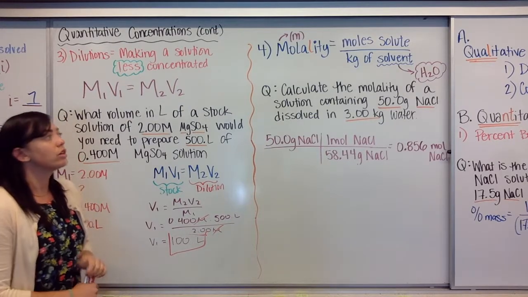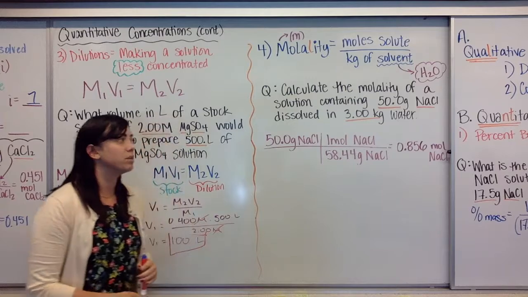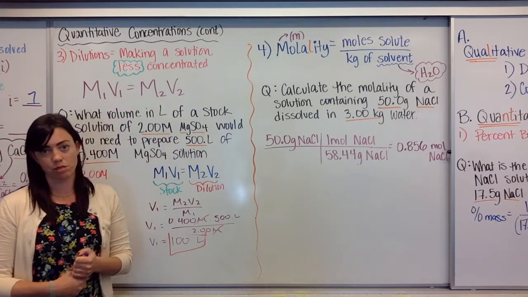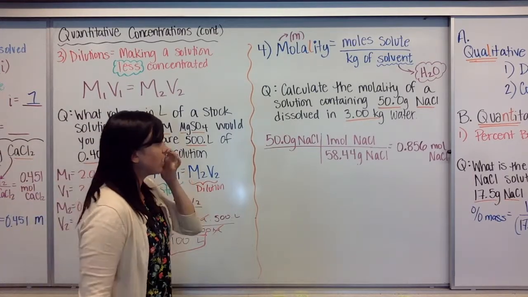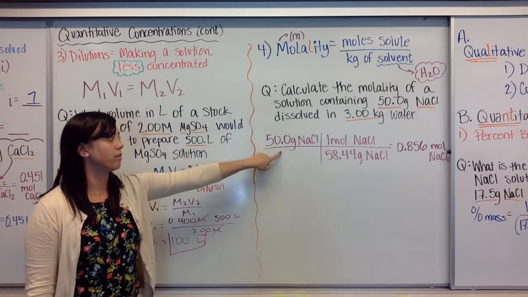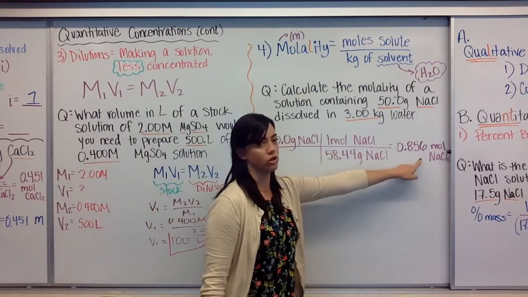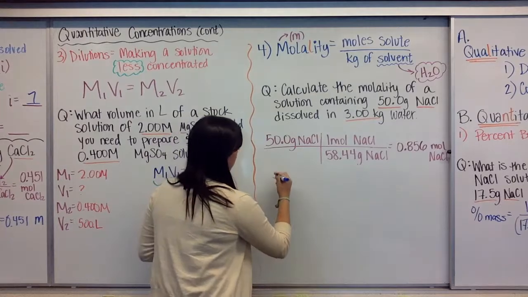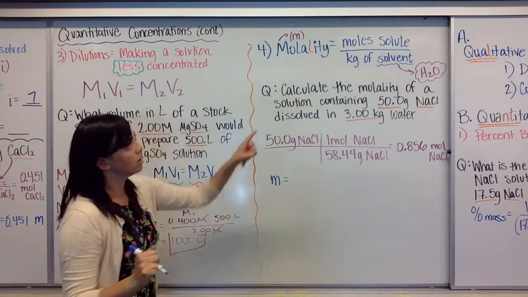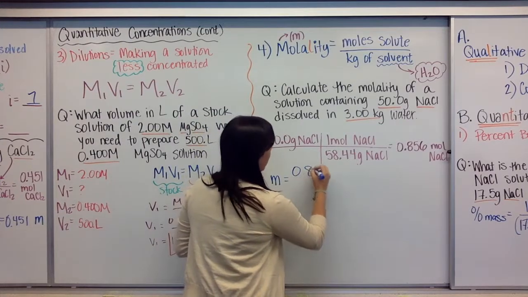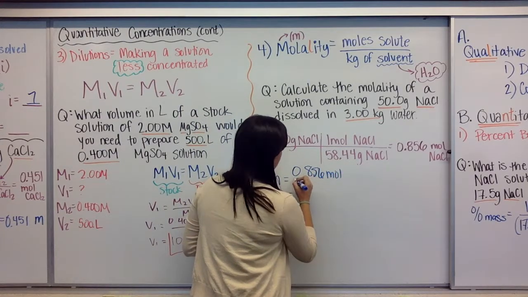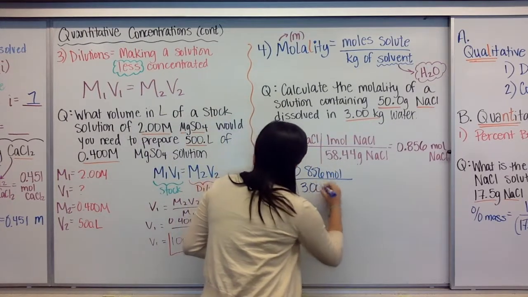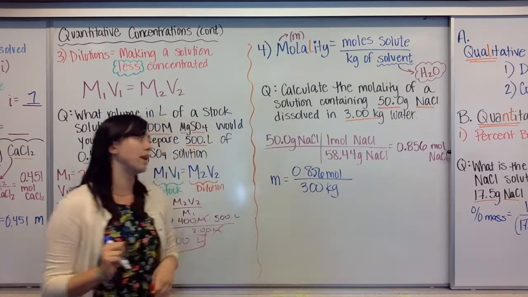So our question is, calculate the molality of a solution containing 50.0 grams of sodium chloride dissolved in 3.00 kilograms of water. You can see right here that we converted our 50 grams of sodium chloride into moles of sodium chloride. So our molality, or our little m, is going to be equal to our moles of solute, which is 0.856 moles, divided by our kilograms of solvent. Thankfully, we were told what our solvent is, and it was already in kilograms.